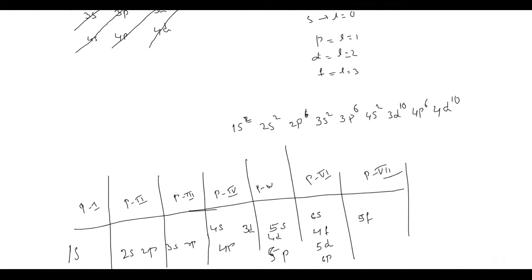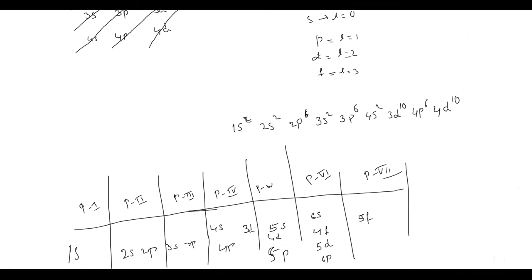Next helium, 1s2. Here n equal to 1, and L equal to 0. Next take lithium. For lithium, we have 1s2, 2s1. This is n equal to 1. This is n equal to 2. This is L equal to 0. This one also L equal to 0. Suppose I am taking the 20th element.